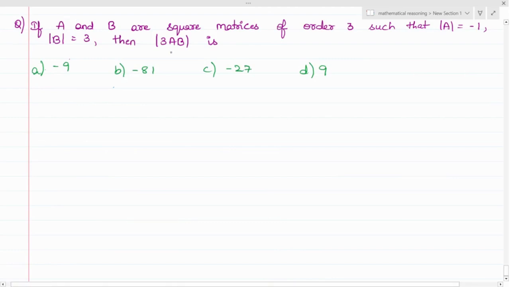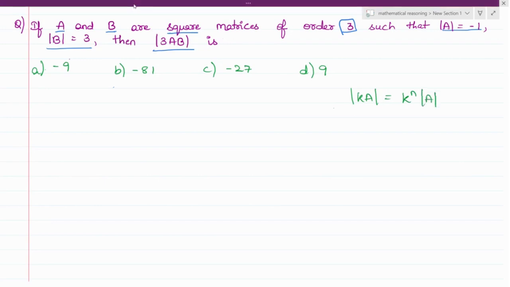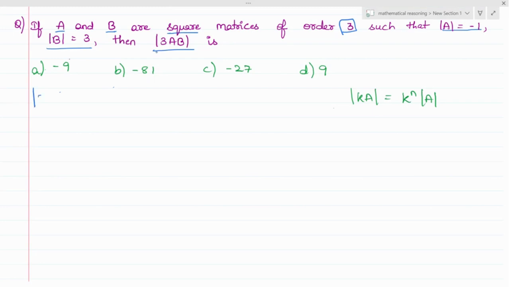So in this question, it is told that both A and B are square matrices of order 3, such that determinant of A value is given and determinant of B value is given, and we need to find determinant of 3AB. So just now we have seen a property that determinant of K into A is nothing but K power n into determinant of A, where K is a constant and n is the order. So similarly, here determinant of 3AB can be written as K is nothing but 3 over here, and what is the order? That is 3.